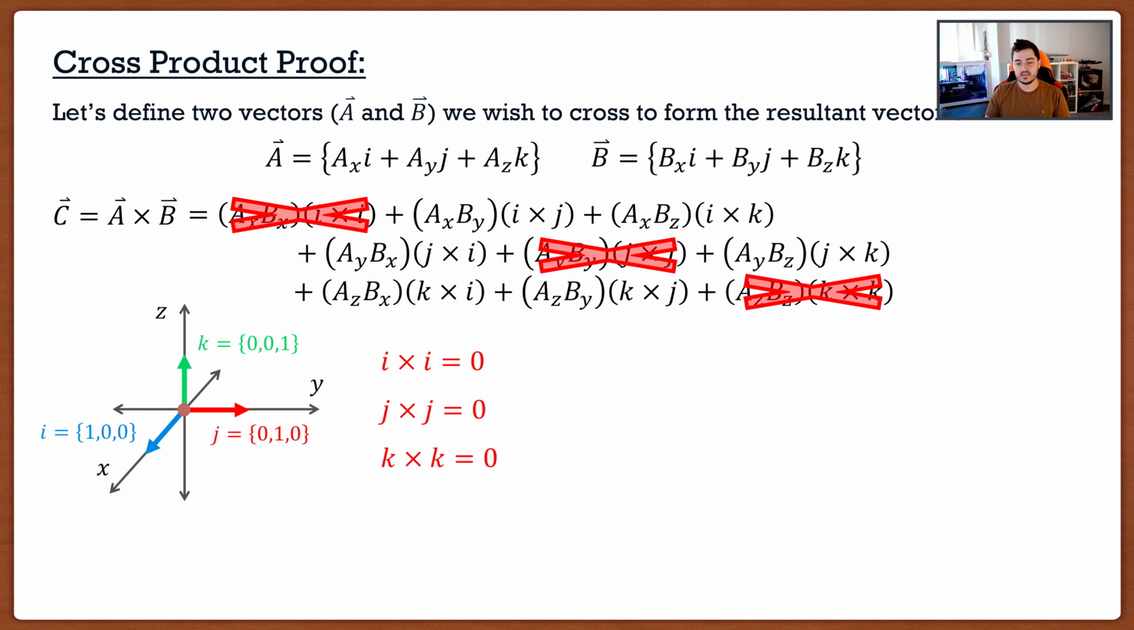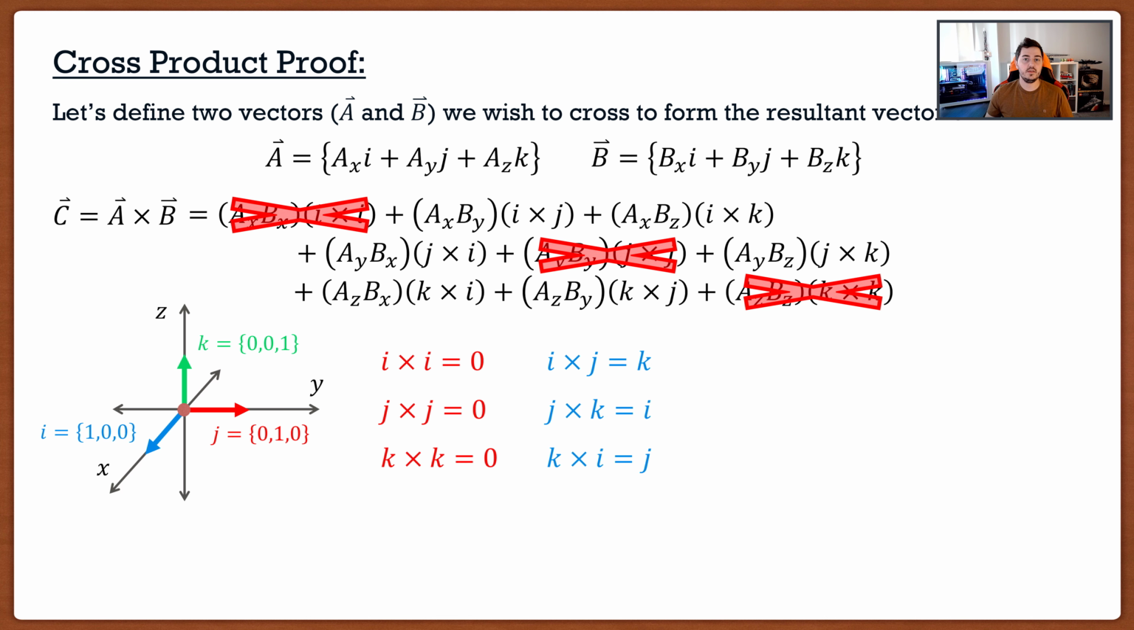So the next thing is this. If we were to go around in a circle, and by a circle I mean I, J, K, that very specific order, I, J, K, I, J, K, that order matters. If we were to cross two vectors, we get the third one. So if I take I and cross it with J, I get K.